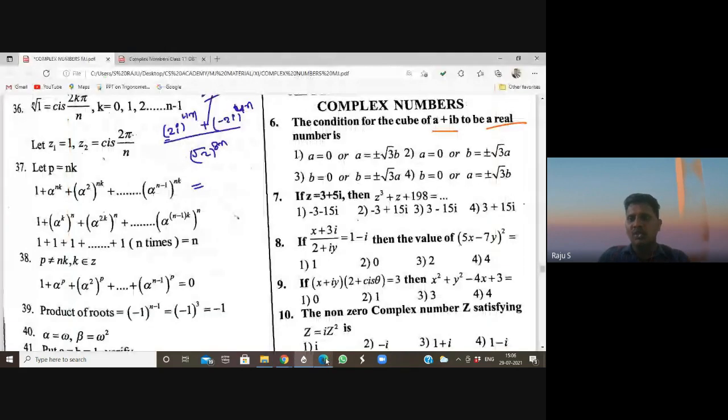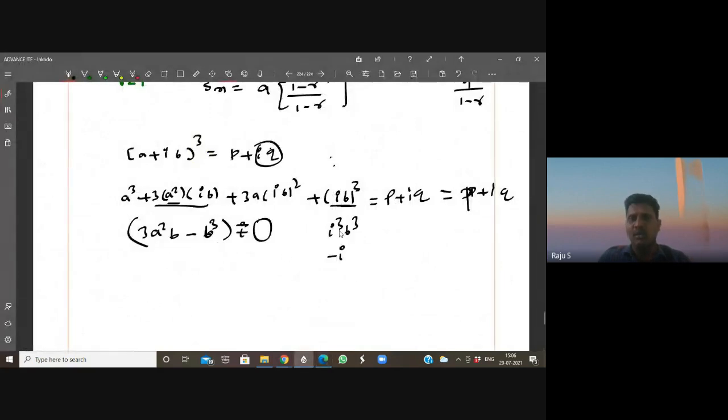Observe the question clearly: the cube of the given complex number is real. Real number means the imaginary part must be 0. After cubing on both sides, we get the imaginary part 3a square b minus b cube into iota, equated to 0. Iota should not become 0, because iota is the square root of minus 1, so we equate the remaining values to 0.